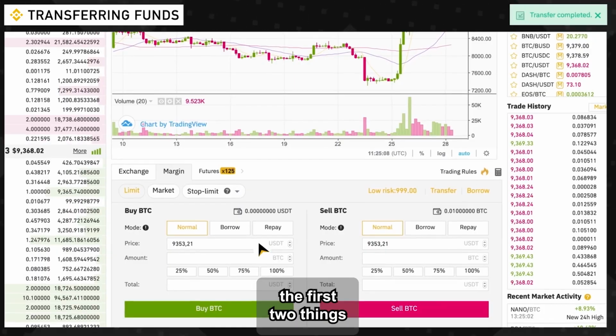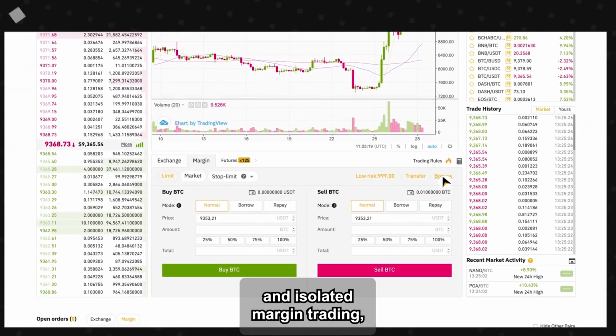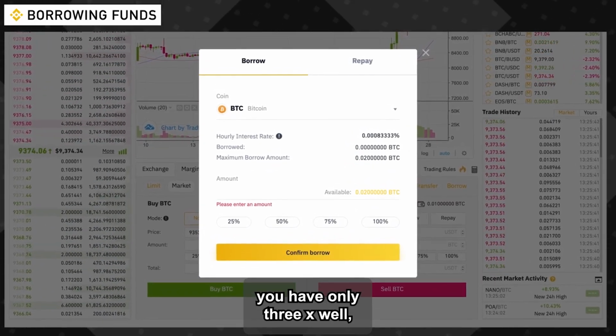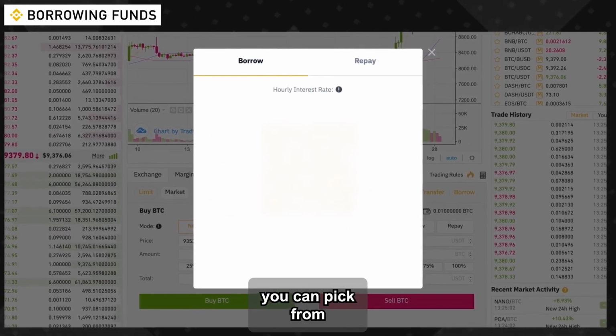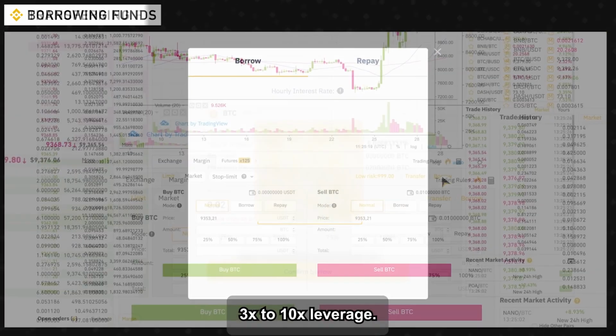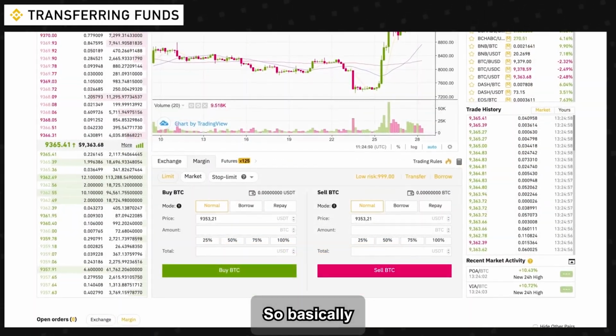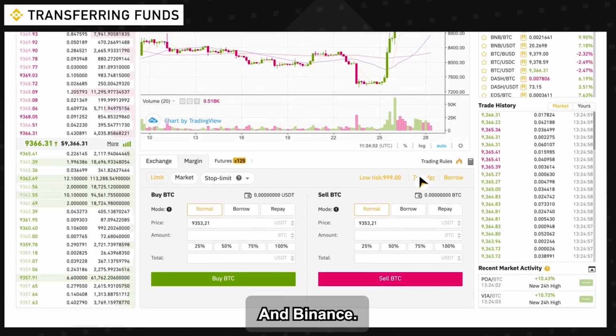In general, the first 2 things you should consider about the cross and isolated margin trading: with cross margin you have only 3x, while for isolated margin trading, you can pick from 3x to 10x leverage. And then the second thing is the amount you are borrowing. So basically, there are 4 steps to margin trading on Binance.